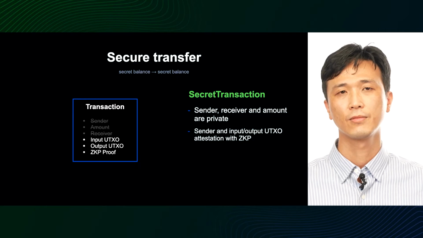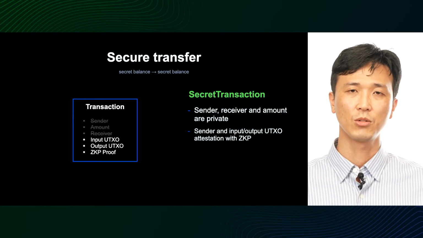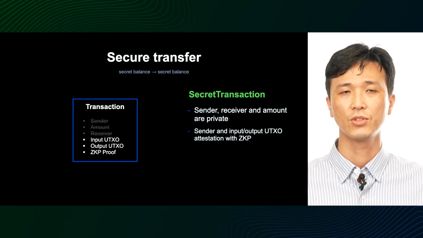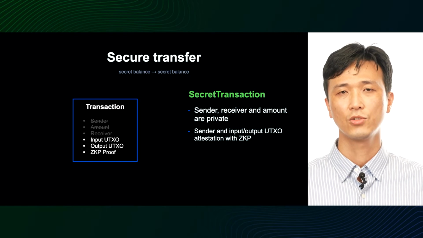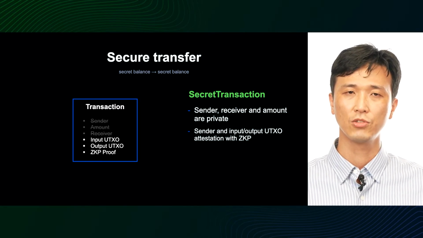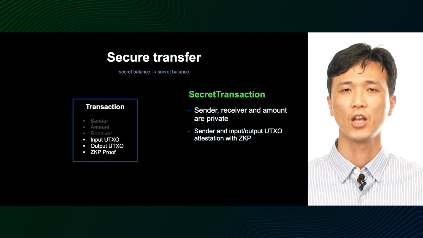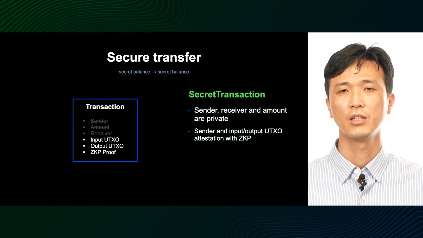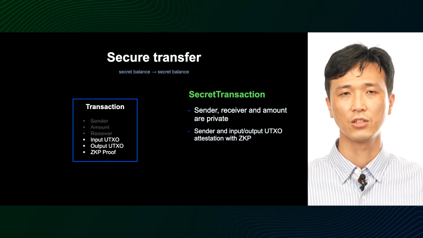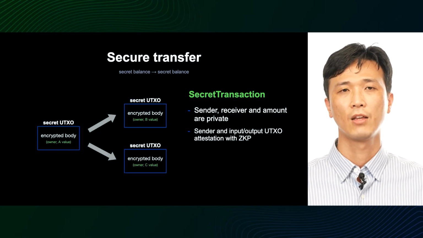And transactions between secure balances are processed through secret transactions. So it is a transaction where we can proceed with the sender, receiver, and the transaction amount all as private. So in a secret transaction, the sender, receiver, and transaction amount are all private, and the ownership of the secret UTXO on the secure balance is generated as evidence by ZKP calculation.